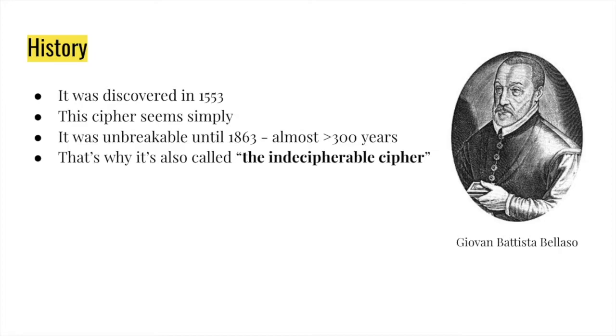Talking about the history of Vigenere Cipher, it was first discovered in 1553. The basis of this cipher seems very simple at first. Here we basically map alphabets to other alphabets. But despite its simplicity, this method was unbreakable for about 300 years before someone could decode it. That's why it's also called the indecipherable cipher.